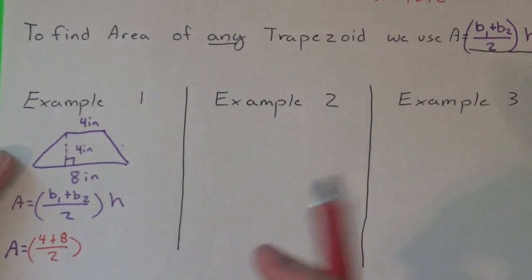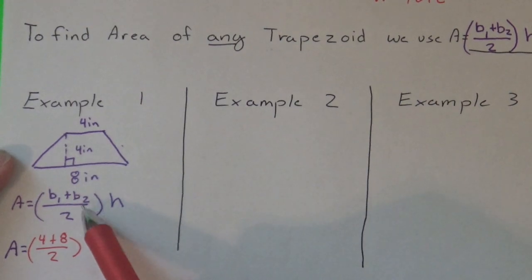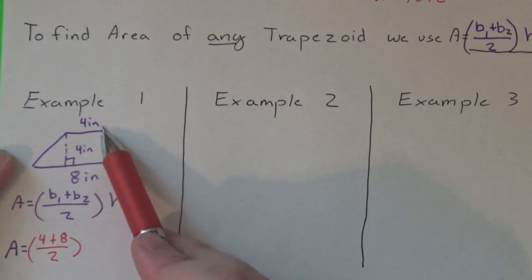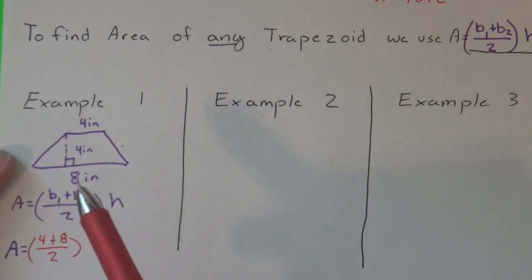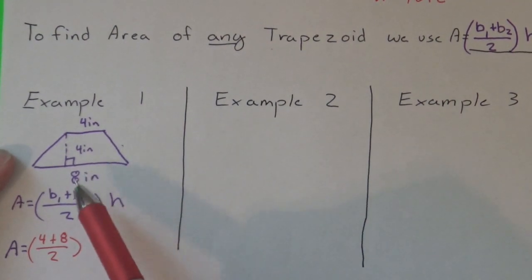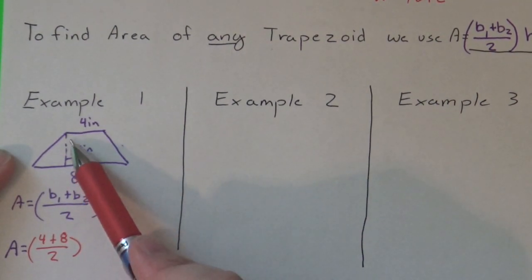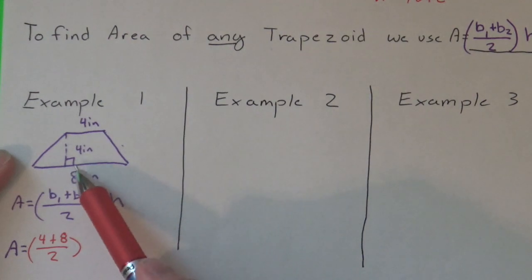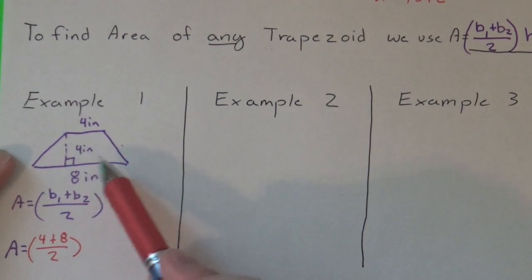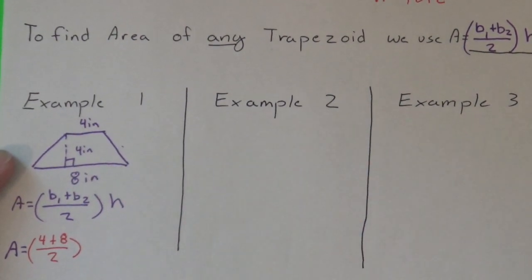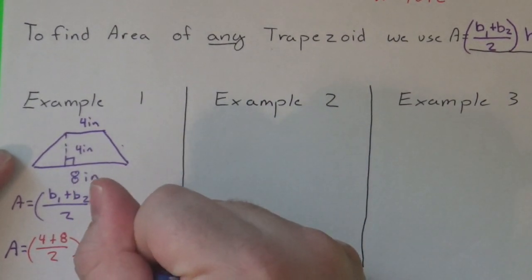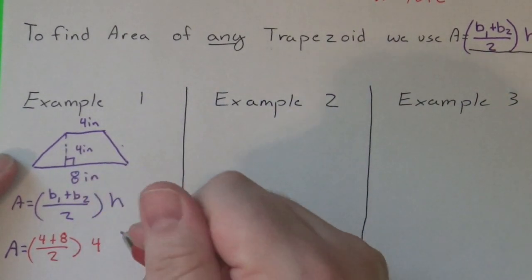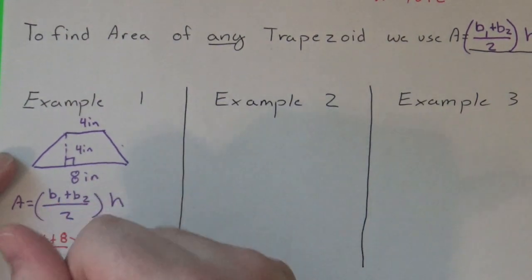No, it doesn't. You just need to know that my two bases are the sides that are parallel to one another. All right. Now, my height. Well, look at the shape. I told you a while ago that this little symbol, the dot, dot, dot, dot, looks like a letter H. Well, this is telling me that the height of this shape is 4 inches. So we put in 4. All right, so now we're going to just go ahead and calculate this out.